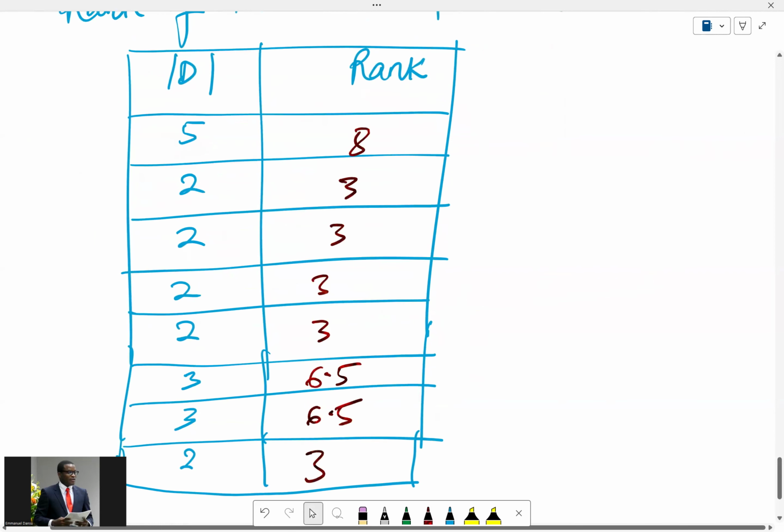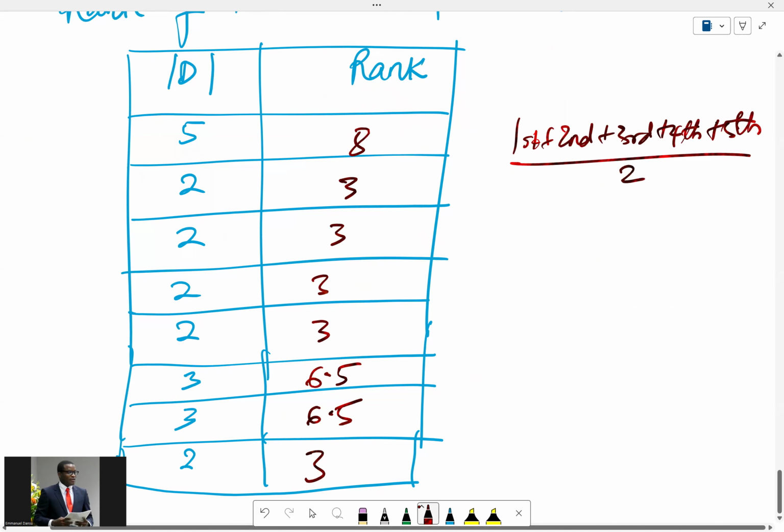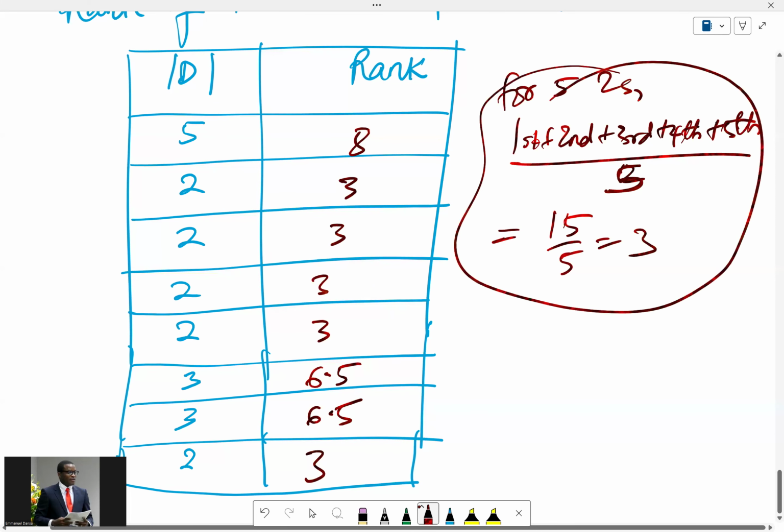Normally, all the twos should be first, second, third, fourth, and fifth. But if you have ties, you have to average that. So first, second, third, fourth, fifth, divided by 5, since there are 5 twos. Everything together is 15 divided by 5, so each rank will be 3. That's why all the twos have rank 3.